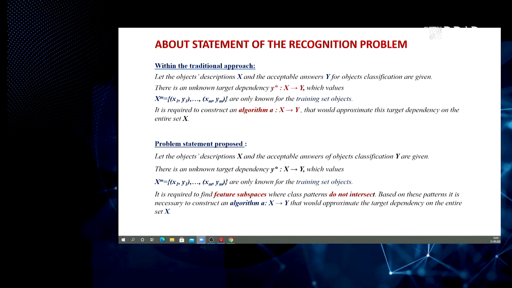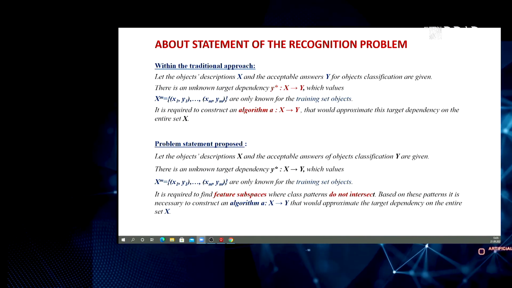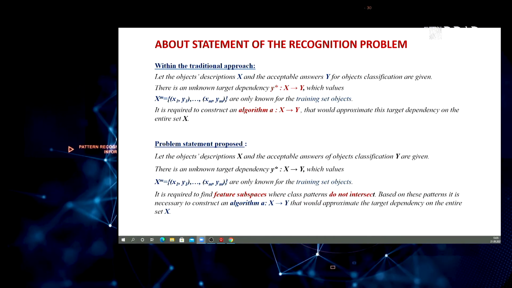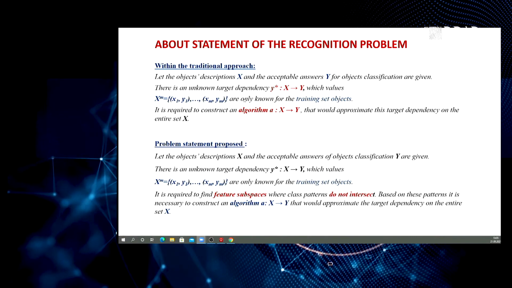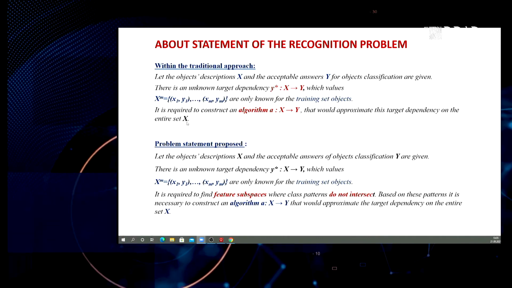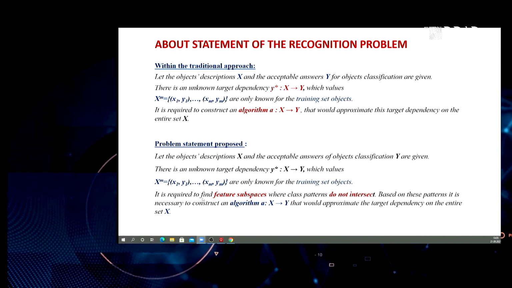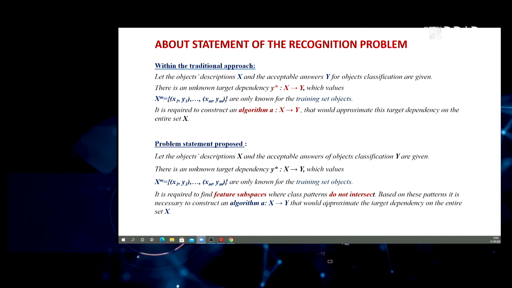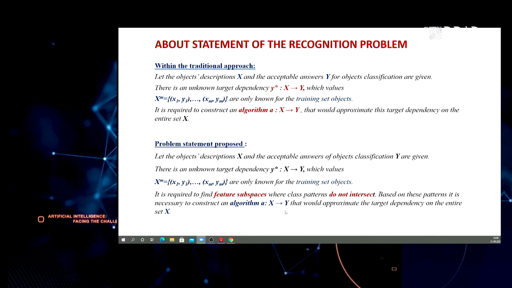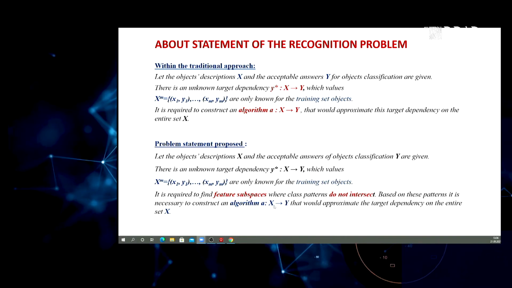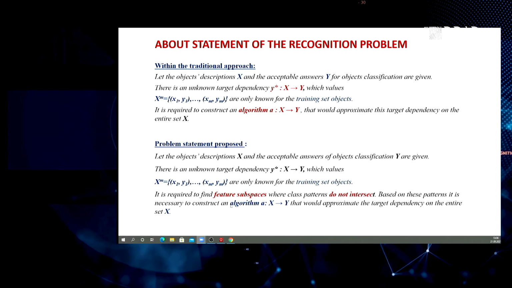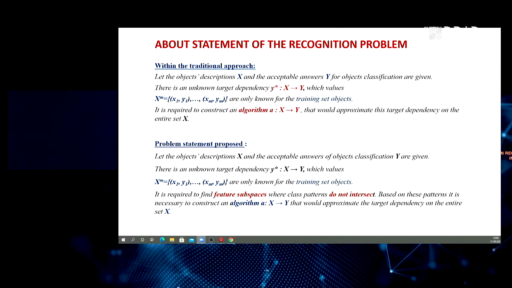And now a few words about the statement of the recognition problem. Based on the proposed idea, we would like to present another problem statement of the recognition problem. In contrast with the traditional approach, where it is required to construct an algorithm that approximates the target dependency on the entire set of objects X, in the alternative approach it is required to find feature subspaces where class patterns do not intersect. And based on these patterns, the next step is to construct an algorithm that approximates the target dependency on the entire set. And this second step is very simplified, because if the feature subspace is known, the process of constructing the algorithm becomes trivial.